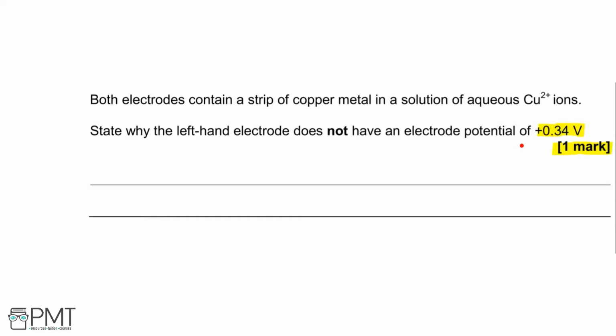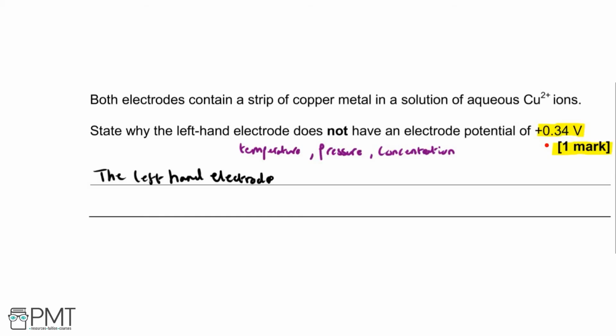However, this is the standard electrode potential, which means it's measured under standard conditions. These standard conditions include temperature, pressure, so this is room temperature and pressure, and also concentration. And it's this last one that's important for this question. The reason for this is the left-hand electrode does not have the standard concentration, which means it's not going to have the standard electrode potential.